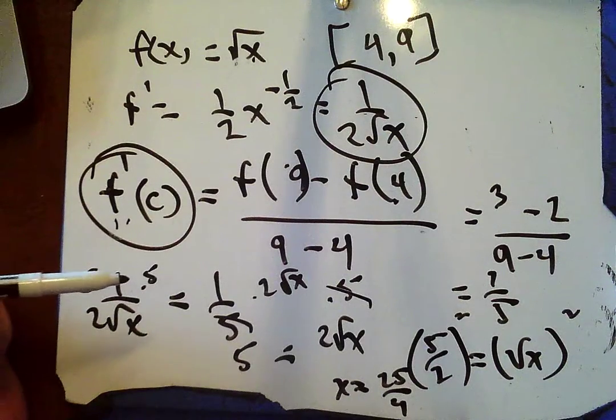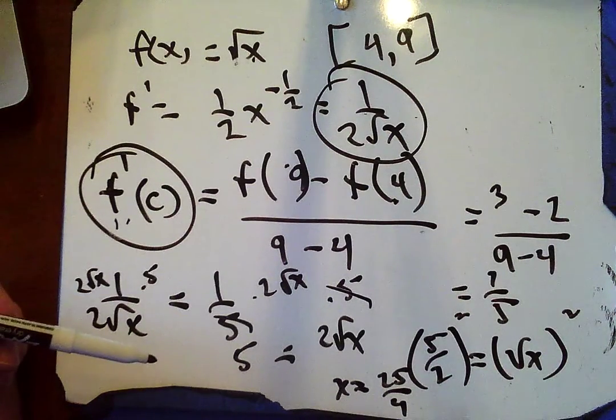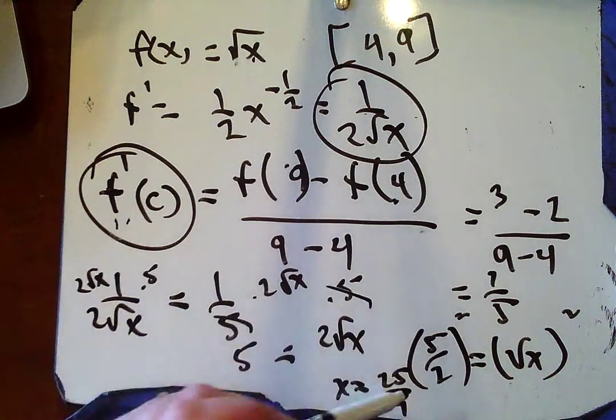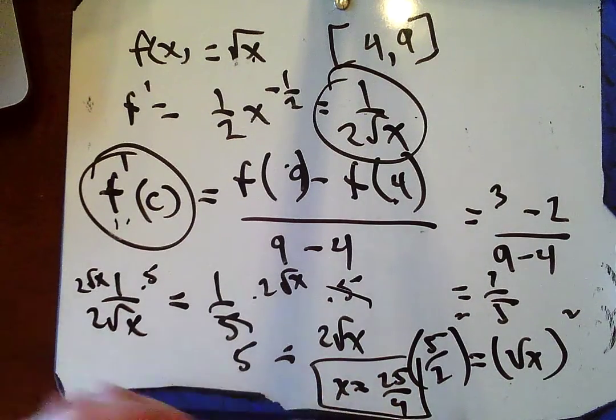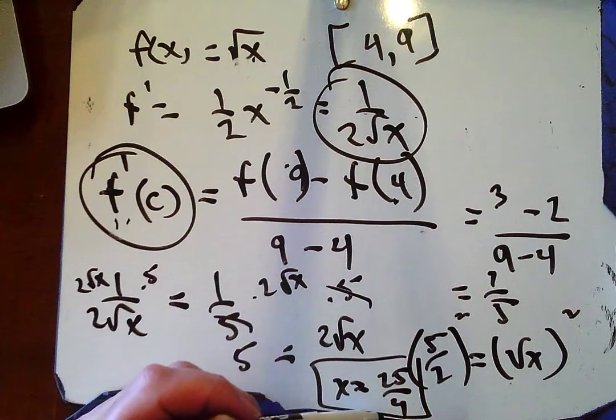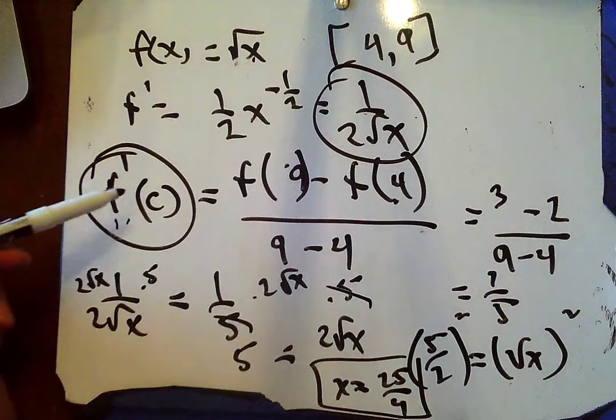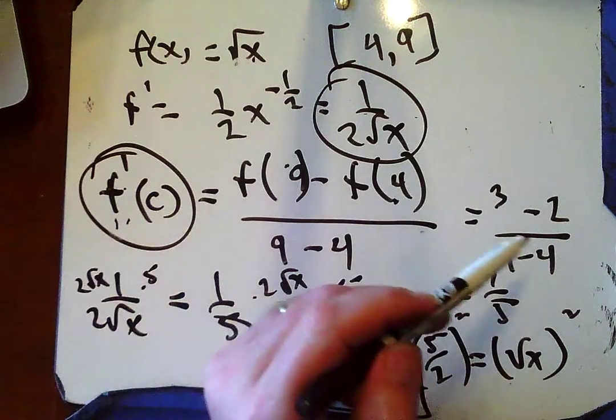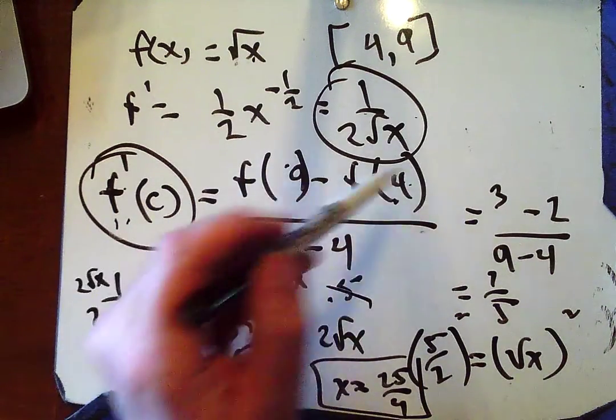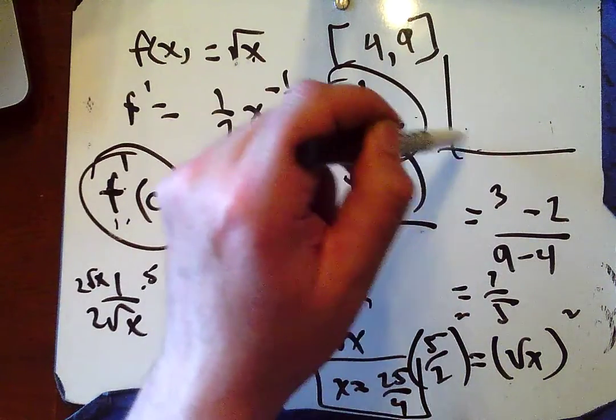Yeah. So, to satisfy our curiosity, this is the point. When x equals 6 1/4, the slope of the tangent line will be the same as the slope between 4 and 9.